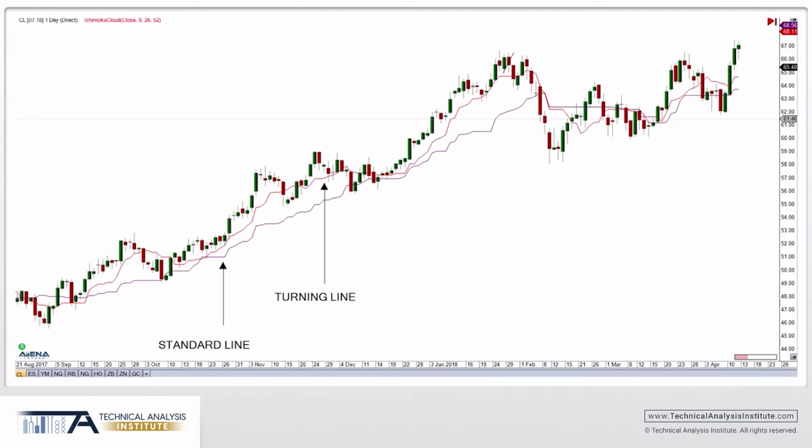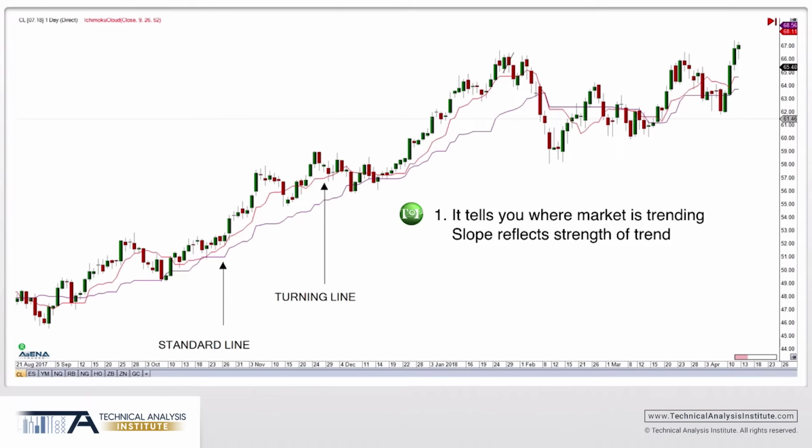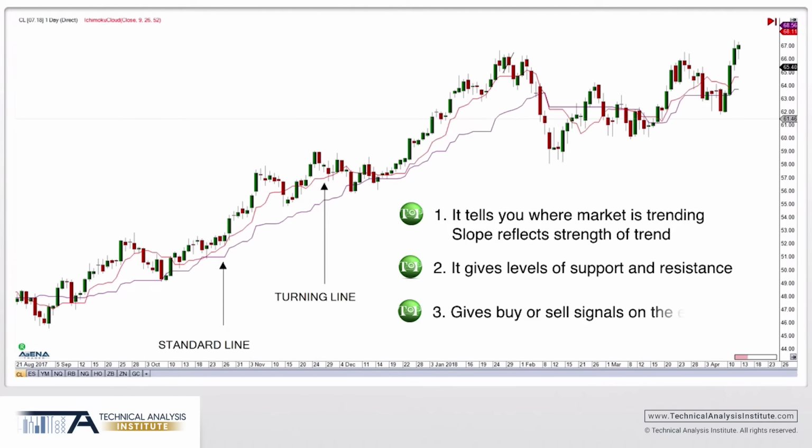The first most obvious information is similar to any other moving average. It tells you what trend you are in. Obviously, the degree of the slope reflects the strength of the trend. And secondly, it also gives you levels of support and resistance, which are key in your trading decisions. And as well, it gives you buy or sell signals on the crossover.